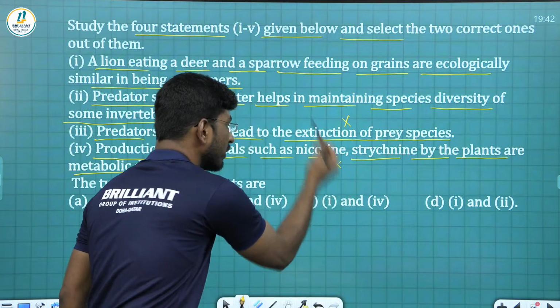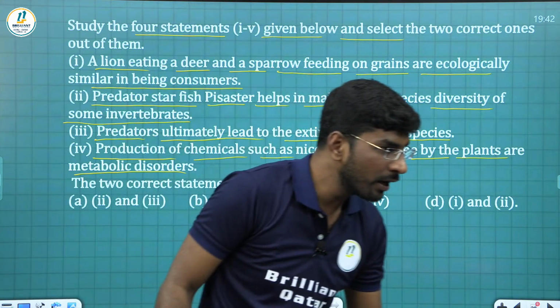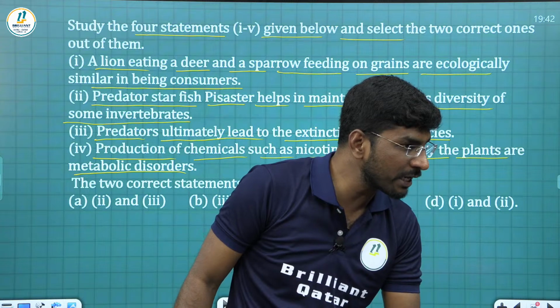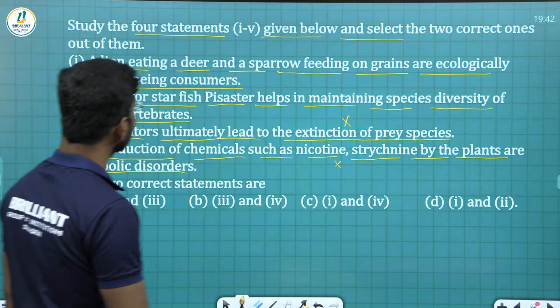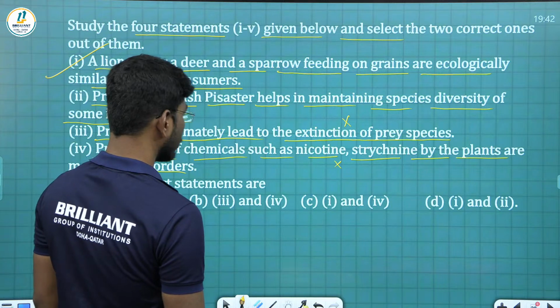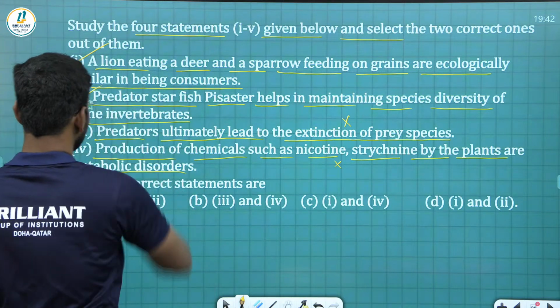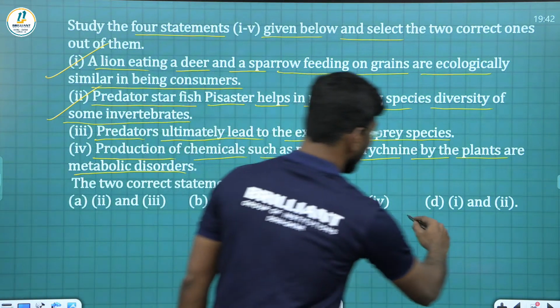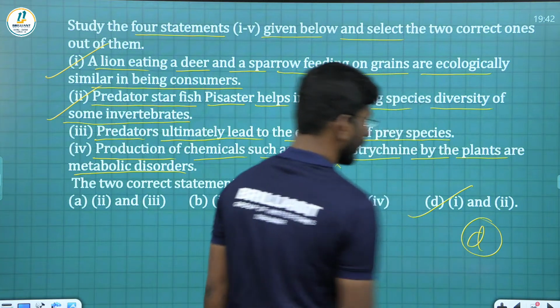So I am not going with this, it is also not right, but the correct answer is what? Tell me, what's the right answer? Good, very good. So the correct answer is what? Tell me. First one is true and second one also true, right? Second one also true. So I can go with option D, 1 and 2 are correct.